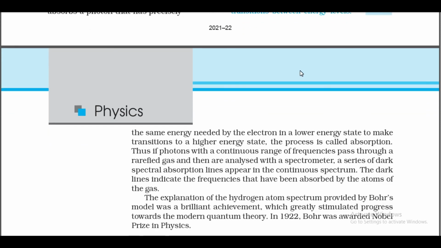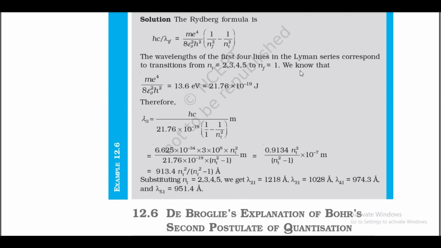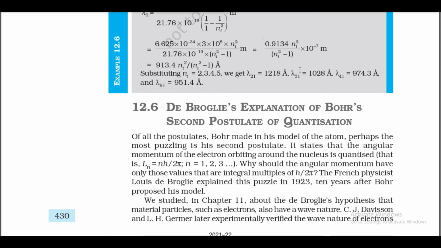The explanation of the hydrogen atom spectrum provided by Bohr's model was a brilliant achievement, which greatly stimulated progress towards the modern quantum theory. In 1922, Bohr was awarded the Nobel Prize in Physics. 12.c de Broglie's explanation of Bohr's second postulate of quantization.